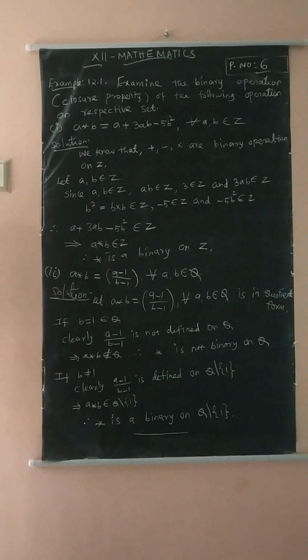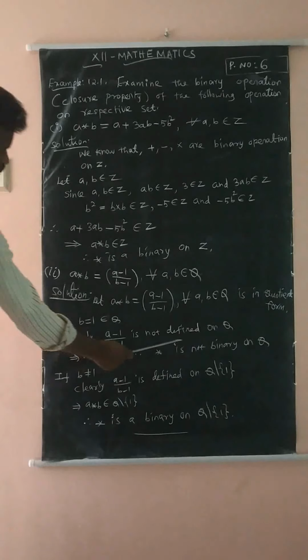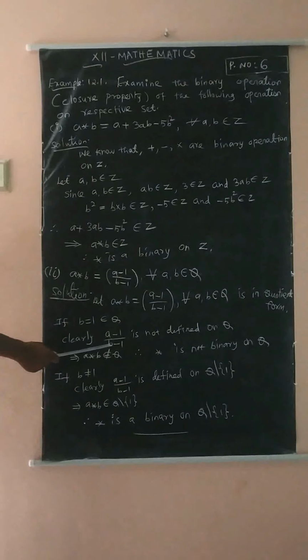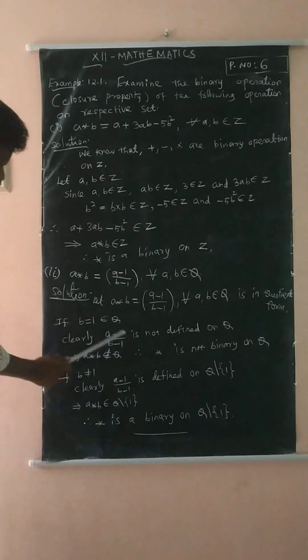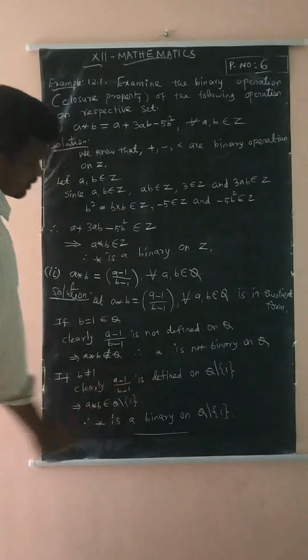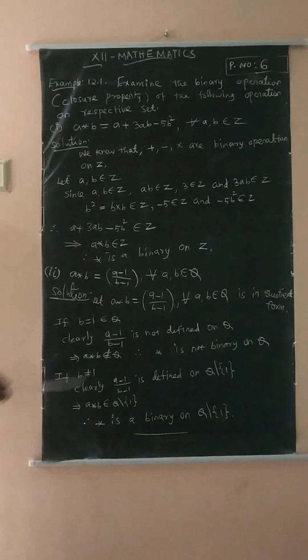Every integer is a rational number. Clearly, A minus B by B minus 1 is not defined on Q, because if you substitute 1, the denominator is 0, so it is undefined. So this term A star B does not belong to Q. So star is not a binary operation on Q.